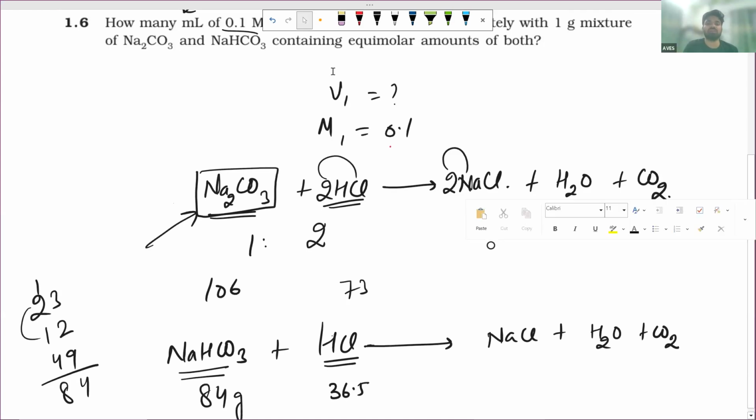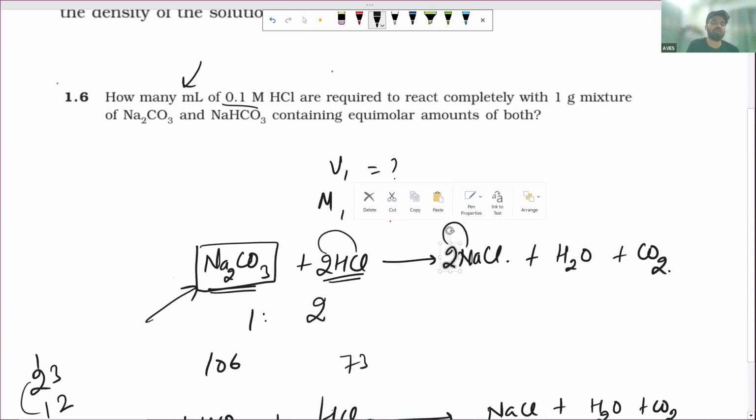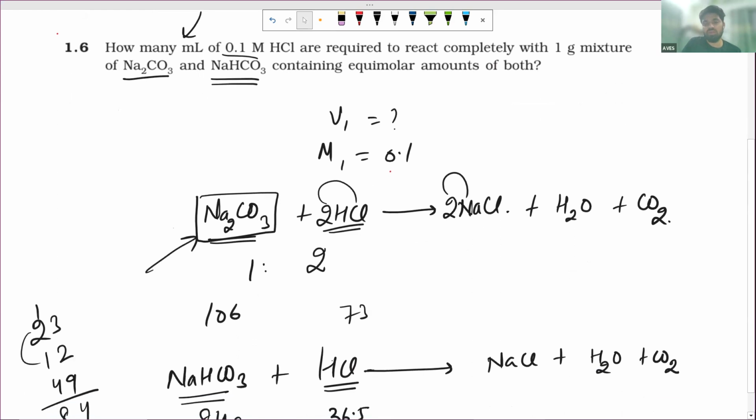It is saying: how many ml of 0.1 M HCl is required to react completely with 1 gram of a mixture of Na2CO3 and sodium hydrogen carbonate, containing equimolar amounts of both? They are both equimolar, or equivalent, meaning they are just equal in number of moles.